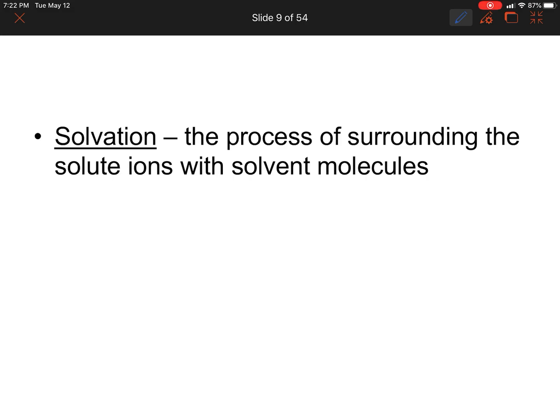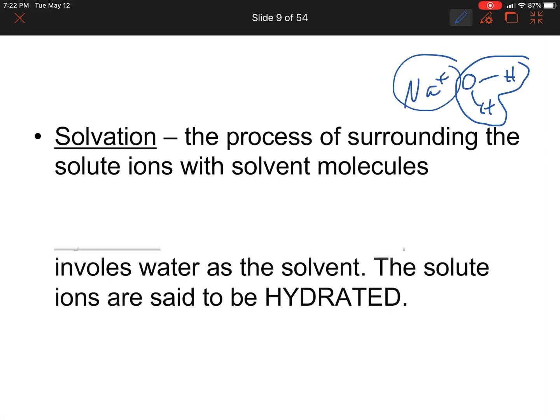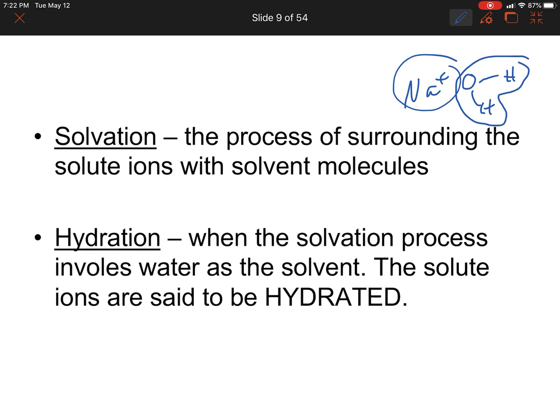So solvation, a couple more terms here. Solvation is the process of surrounding the solute ions with the solvent molecules. So remember when we had like the Na+ and then the water lines up around it by bringing the oxygen close? That is solvation. Not to be confused with salvation, which some people do. We're not going to church. So solvation is when the water lines up around either the ions or, in a molecular compound, the compound, for it to dissolve. So hydration is when the solvation process involves water as the solvent.